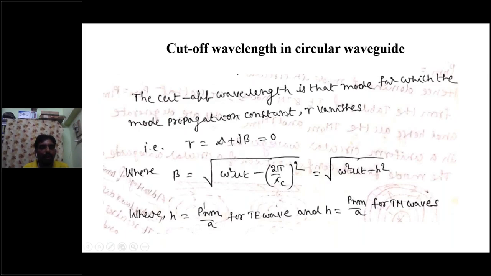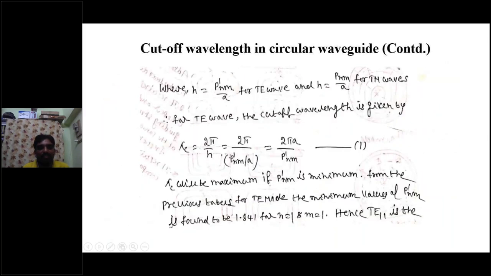But in our circular waveguide, we take only one dimension in the form of radius. How much is the radius of your circular waveguide? And this radius of the waveguide I am representing as a. In that case, we write the cutoff wavelength expression for TE waves: lambda c is equal to 2 pi by h. 2 pi by h means 2 pi a by p dash nm, and this we got from our mathematical equation, and this value we take from our table.